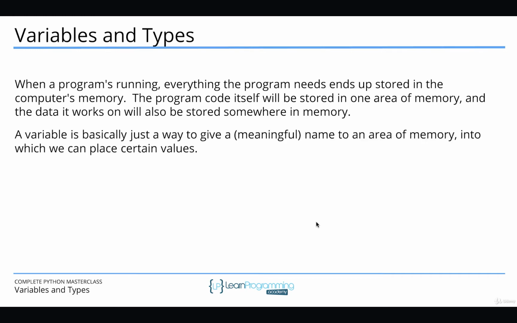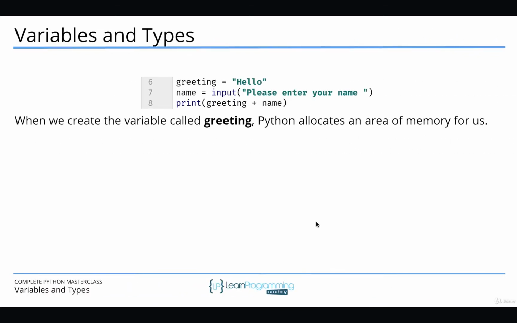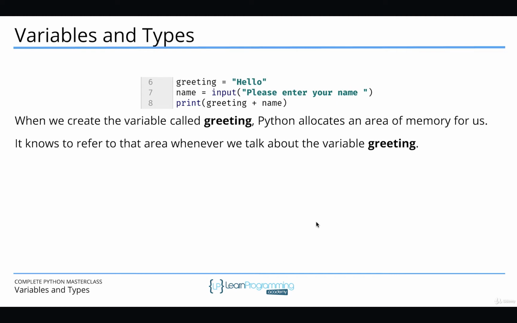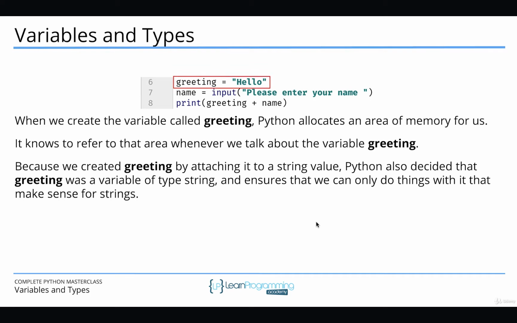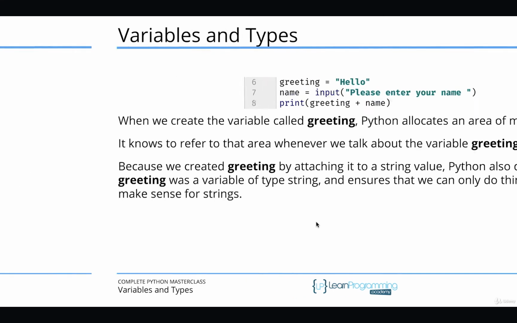A variable is basically just a way to give a meaningful name to an area of memory into which we can place certain values. When we created the variable called greeting, Python allocates an area of memory for us. It knows to refer to that area whenever we talk about the variable greeting. Because we created greeting by attaching it to the string value, Python also decided that greeting was a variable of type string and ensures that we can only do things with it that make sense for strings.